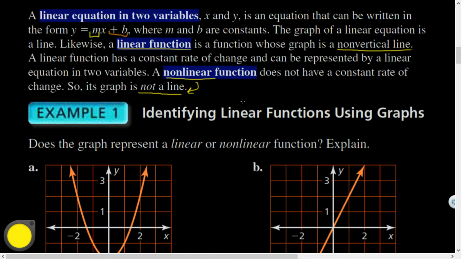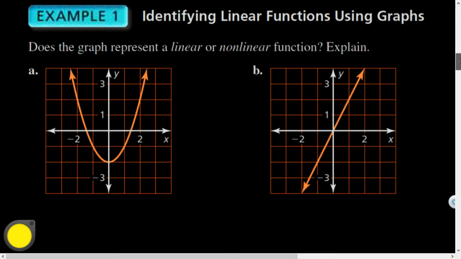Okay, so here's an example. Let's see if we can identify linear functions using graphs. Does the graph represent a linear or non-linear function? Explain. So here we go. I've got this shape. This is actually called a parabola. Notice this: from this point to this point on the grid, I go down 3 and over 1. So the next point I would expect, if it's linear, would be down 3 and over 1. And then it just juked me.